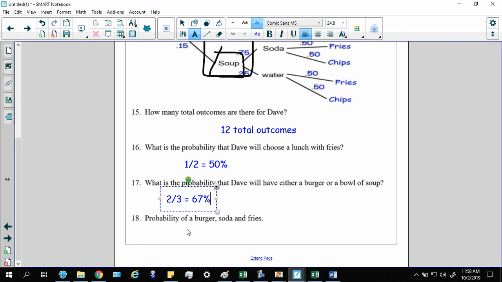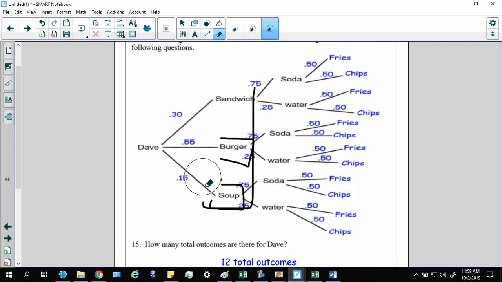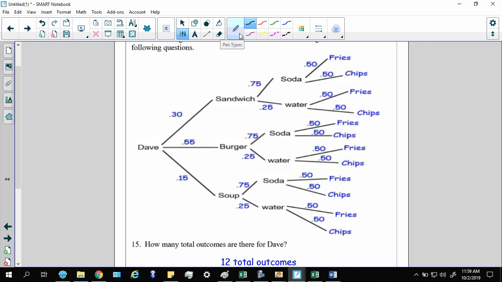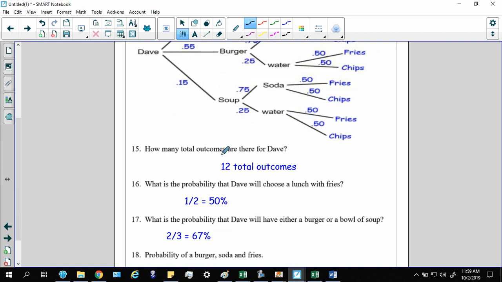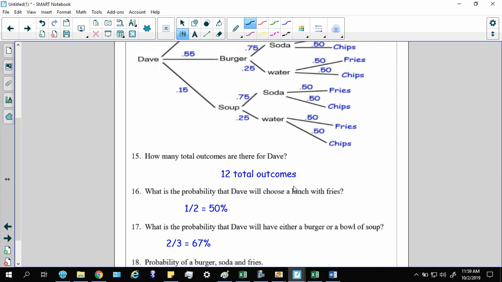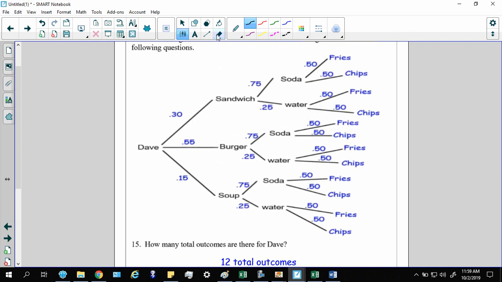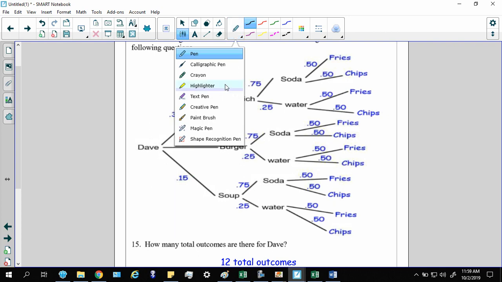And then lastly, question 18, what's the probability of a burger, soda, and fries? Well, if that looks like we're going to use the entire thing, let's see, the burger. Actually, I think I totally screwed up. And the reason I screwed up is I didn't even see these numbers on here. So you're probably yelling at the screen. Sorry. Now, what is the probability that Dave will choose lunch with fries? Going back to 16. That was right. Okay, 50-50. What is the probability that Dave will have either a burger or a bowl of soup? All right, so I apologize. You're probably saying I screwed up.